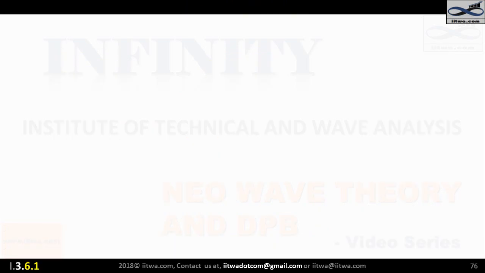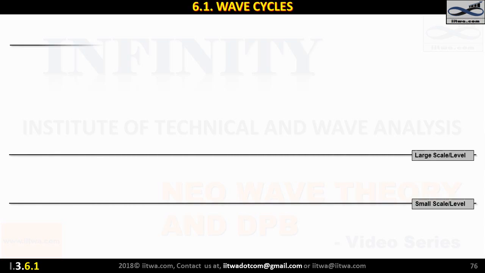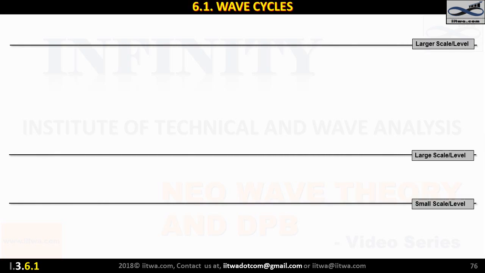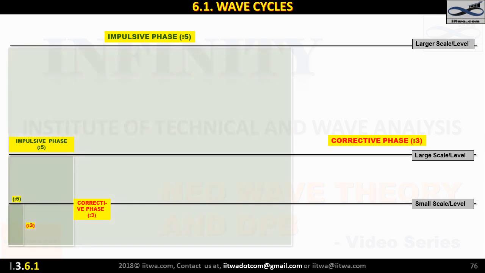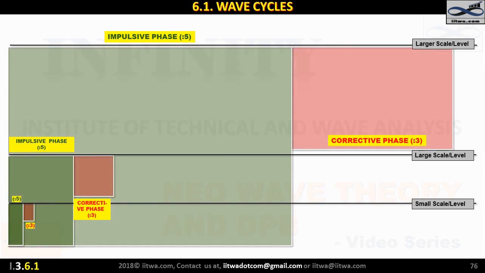Hi, guys. Let us understand Elliott's wave model. The Elliott wave model is a combination of wave cycles of smallest to largest degree waves. Each wave cycle is divided into 2 phases, that is an impulsive phase and a corrective phase. Watch this greenish and reddish rectangle, suggestive of one wave cycle. The greenish rectangle shows the area of the impulsive phase, and the reddish rectangle shows the area of the corrective phase.